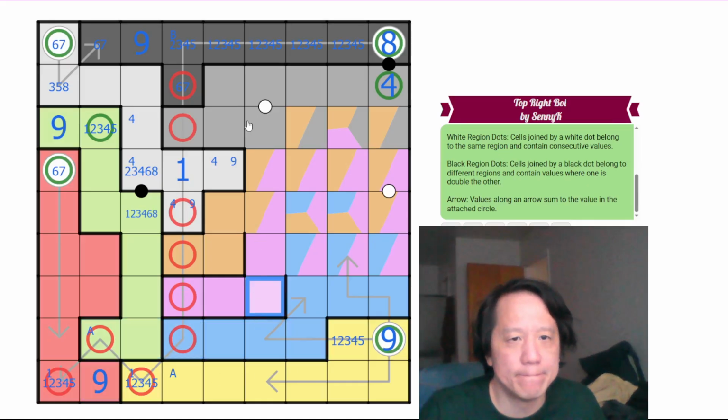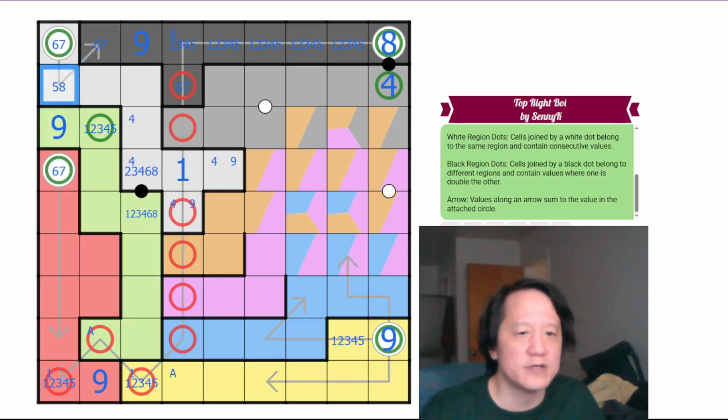Hmm. Okay, so if this is 6 doubled, that's 7 and that's 5. If this is 7 doubled, this is 6 and that's 8. So those are the only possibilities.